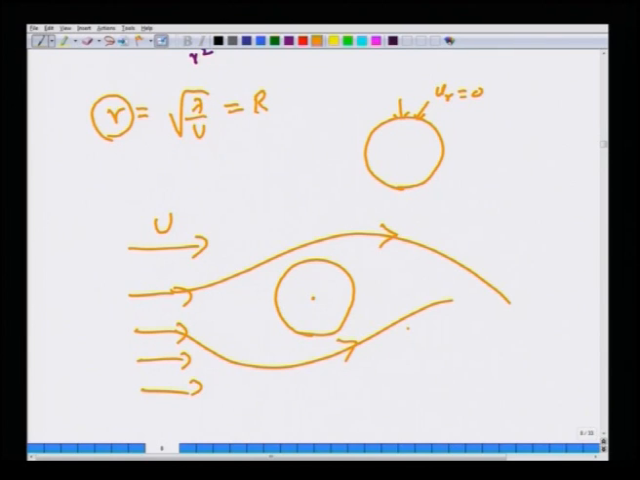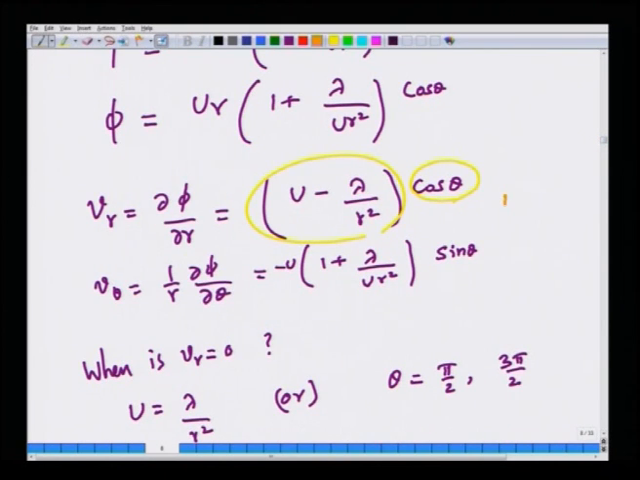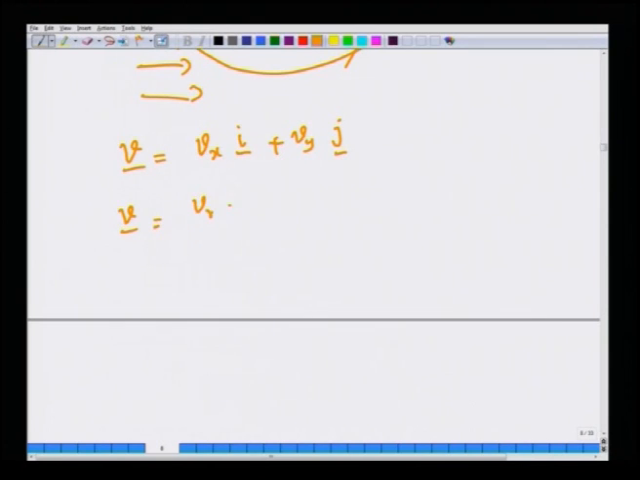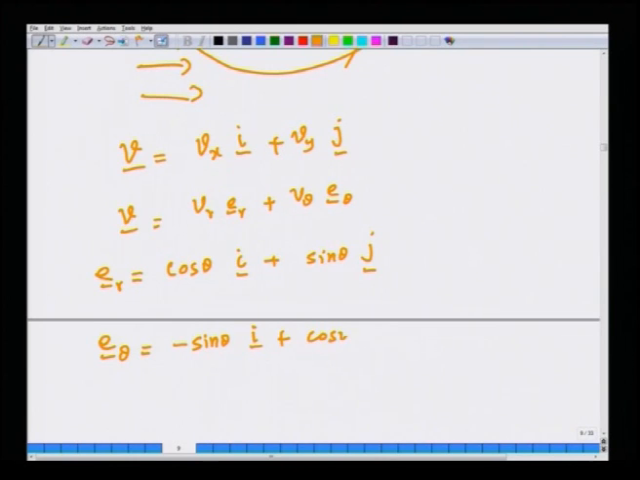Now, far away, as r tends to infinity, if you look at this expression, V r becomes u cosine theta. That is the radial component of the uniform velocity. But the velocity is V x times i plus V y times j. There are 2 components, or we can write it as V r e r plus V theta e theta. But e r can be expressed in terms of i and j using geometry: cos theta times i plus sin theta times j, and e theta is nothing but minus sin theta times i plus cos theta times j.